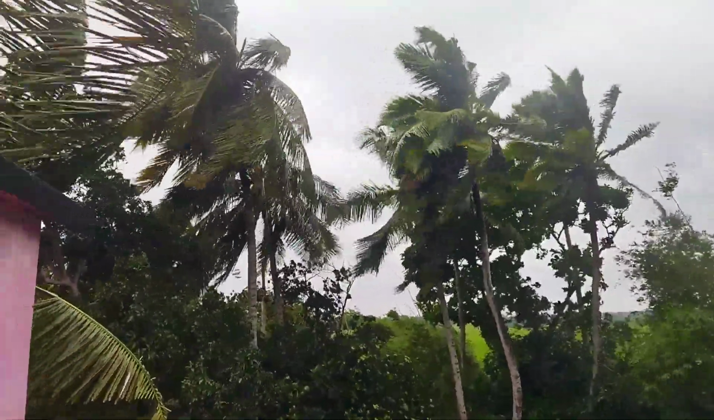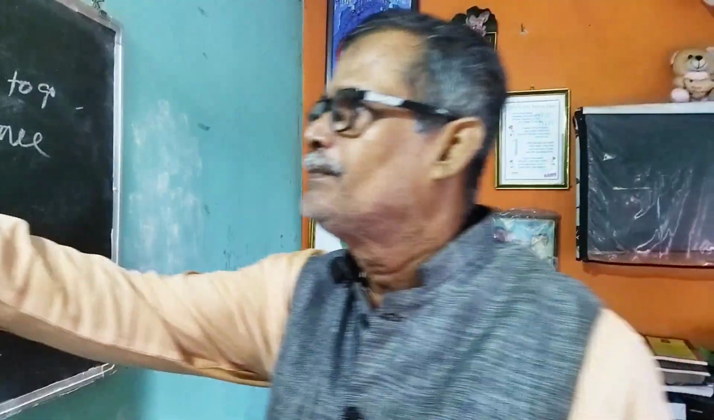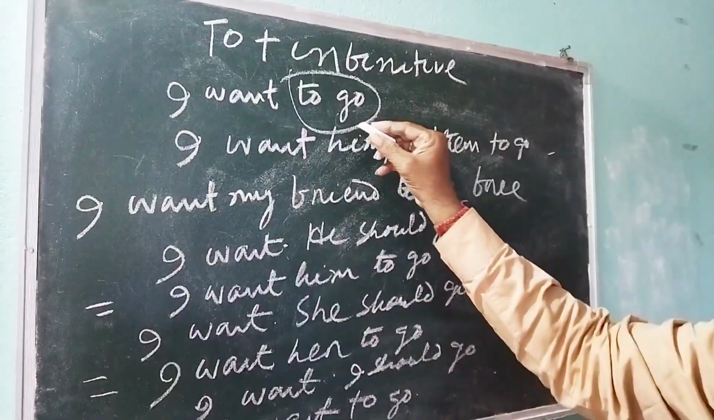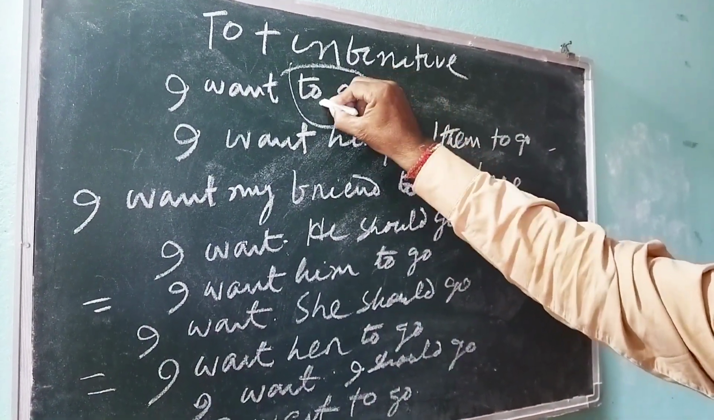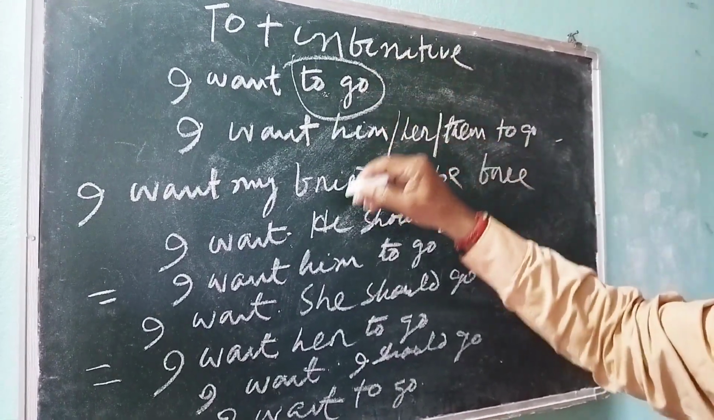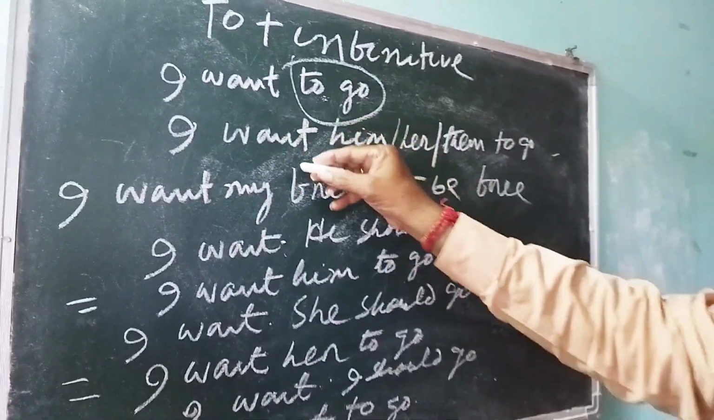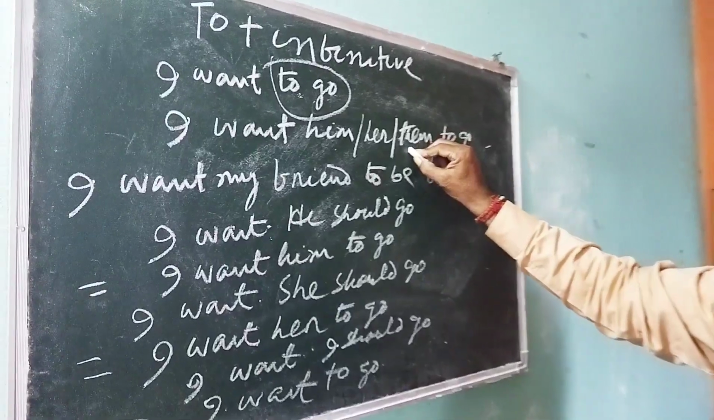So "to plus infinitive" is "to be", "to good", and so on. So remember: I want it to, I want her to. Therefore, to plus infinitive is the infinitive. I want to go. Remember, this is to plus infinitive: to go, to do, to dance, to sing, to teach, to write, to explain, to explicate, whatever it may be. So, I want him or her or them to go.